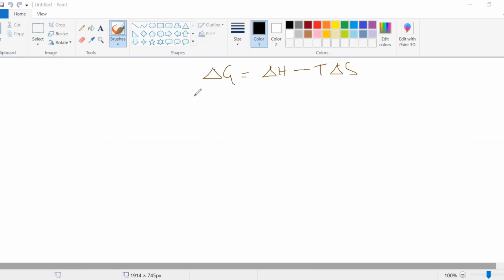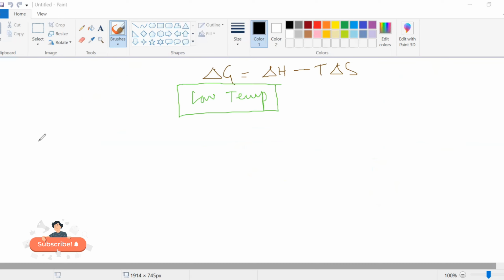Now at low temperatures, what happens? At low temperatures, one of these terms, whichever is much lower than the other, we have to cancel out or approximate. When the temperature is very low, T delta S also is very low. You are multiplying T, which is very low, with delta S, so the multiplication factor will be very low. So we have to approximate what?